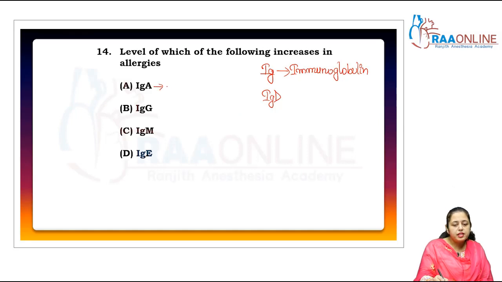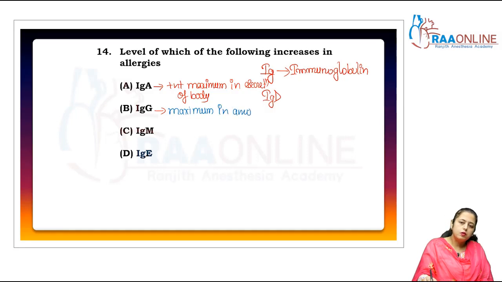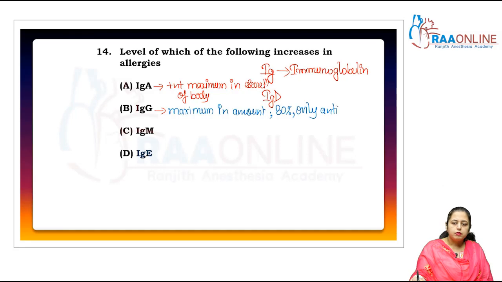IgA is present maximum in secretions of the body, right. IgG is present maximum in amount. 80% of antibody is IgG, right, and it is the only antibody which can cross the placenta, right. It is the only antibody which can cross the placenta.